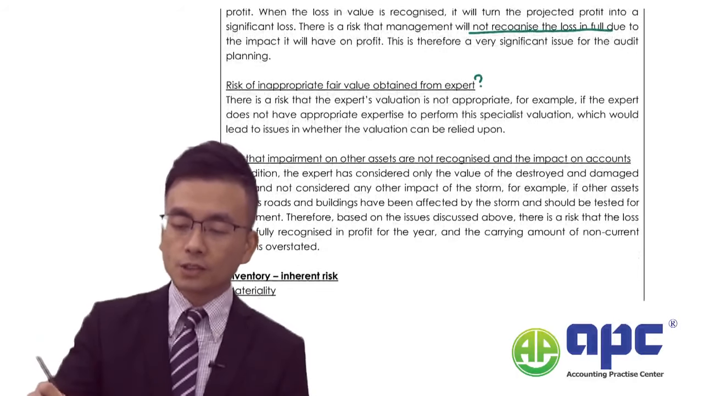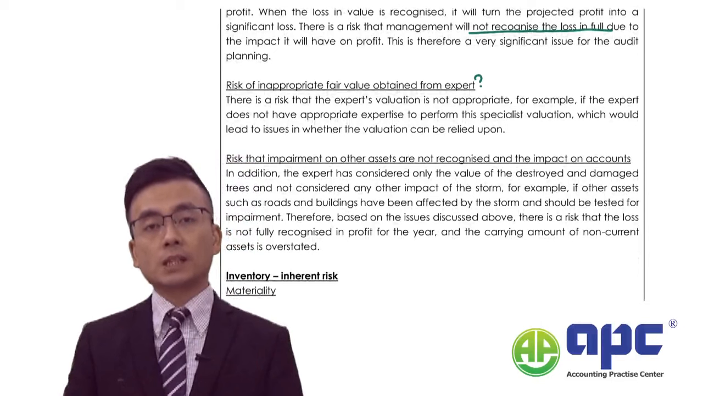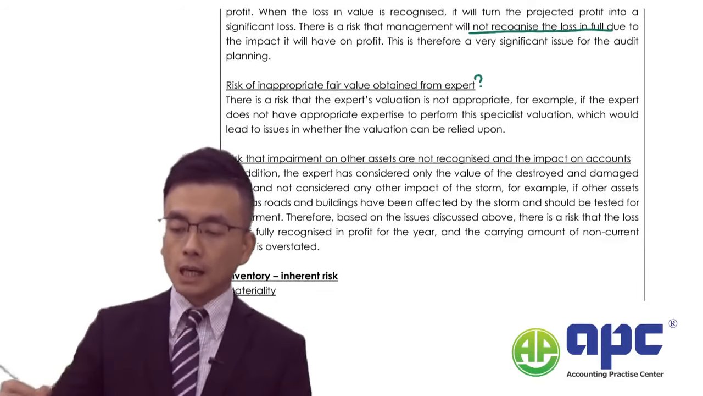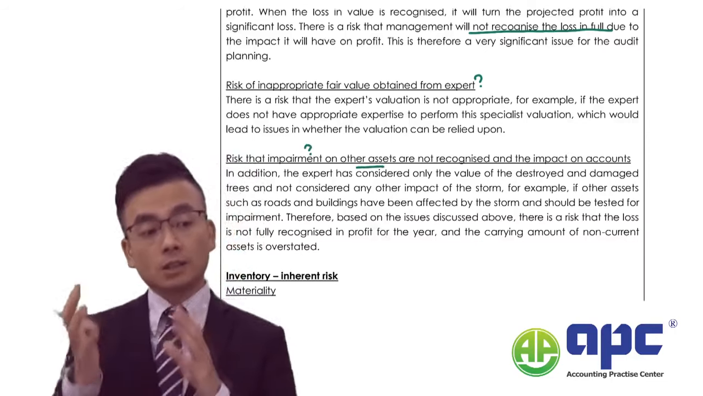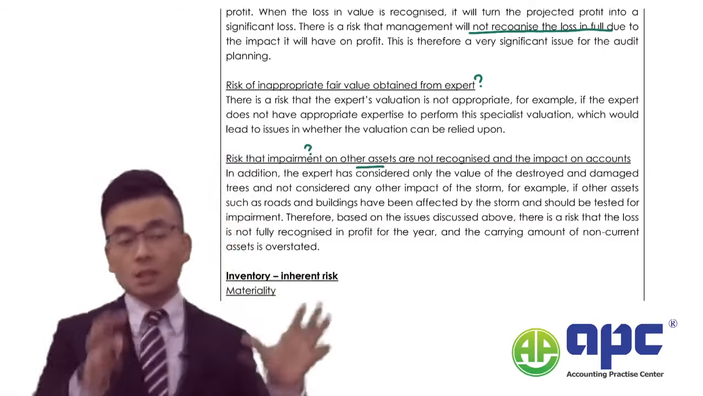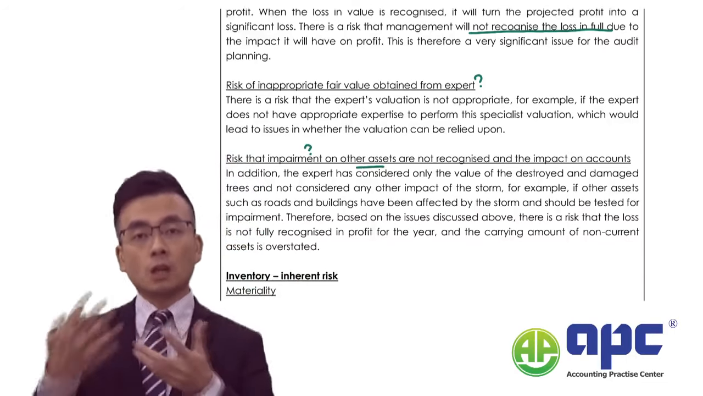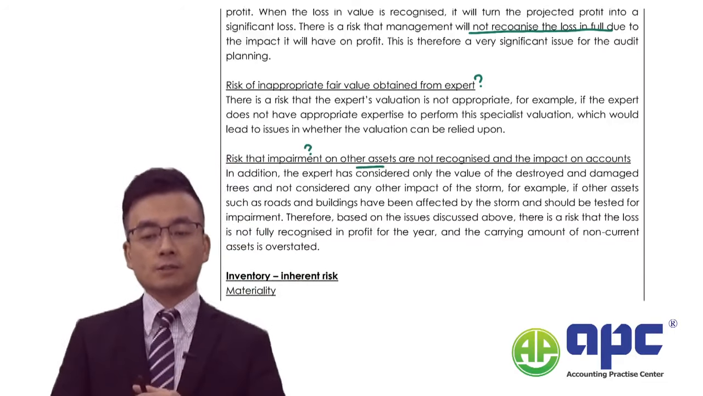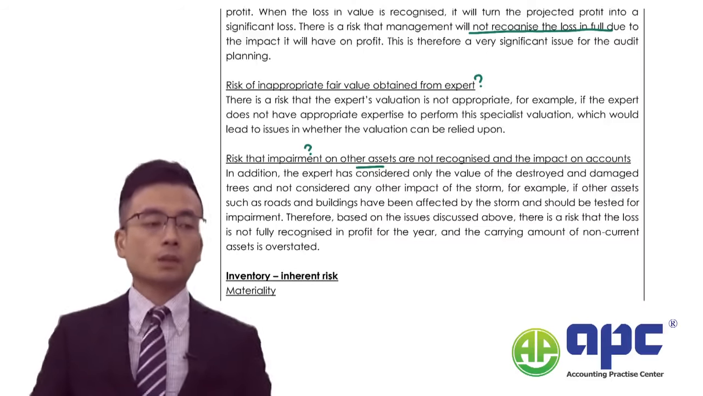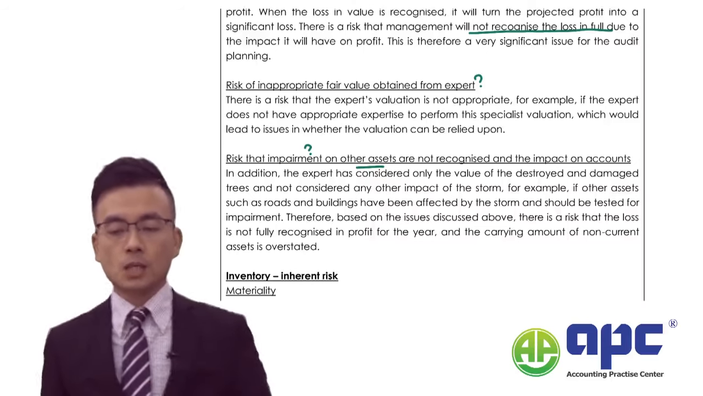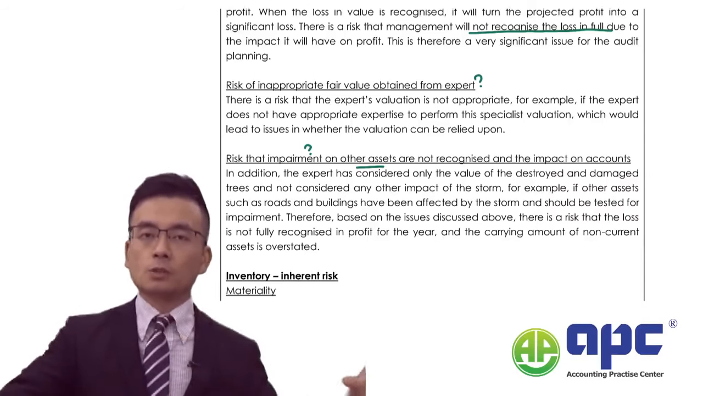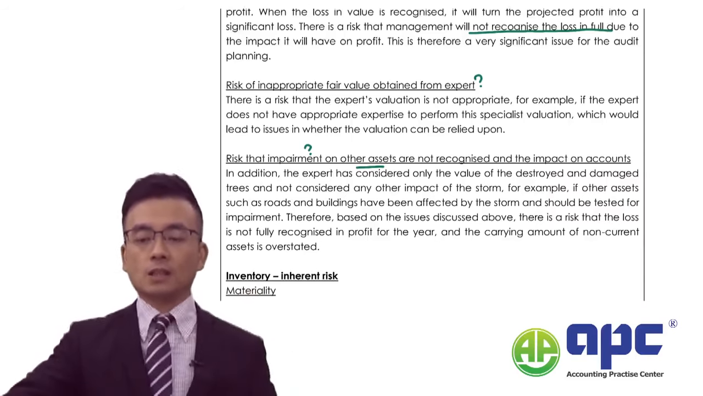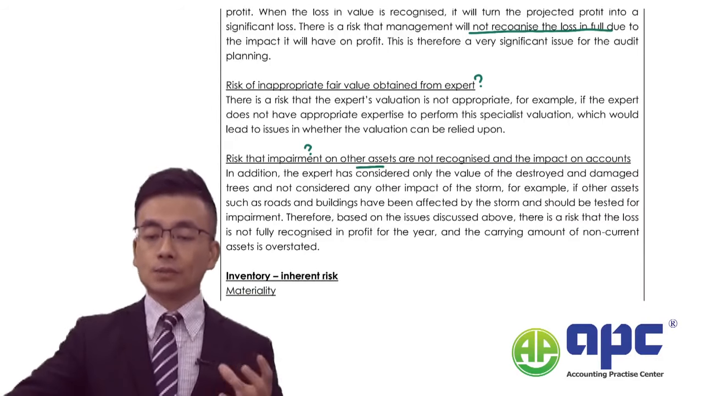Or perhaps another risk, that the values that we obtain from the expert are not correct, and the impairment may affect not simply these types of assets but other assets, for example the roads and so on. Because we acquire the rainforest, for example, with the damaged trees, and maybe we build a road on that. The roads may be affected as a result, and therefore the impairment needs to be recognized.